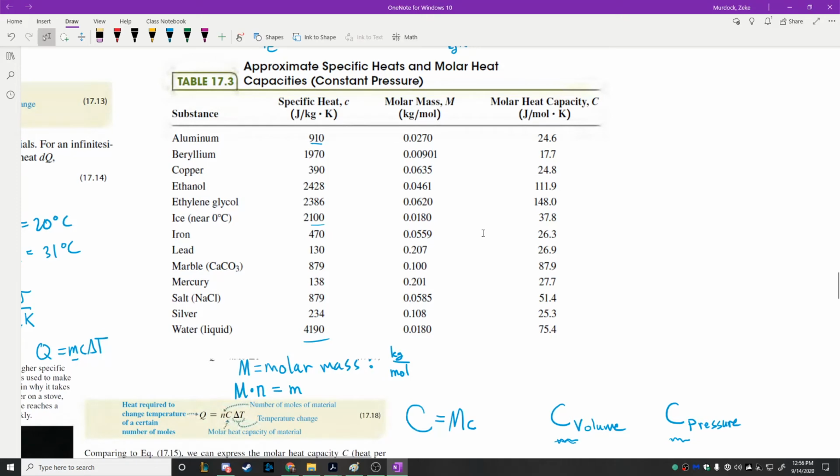One thing that's interesting is if you look at the molar heat capacity here, you might notice something about some of these numbers. Do you notice anything? Look at the substances and look at the things over here. Do you notice anything? Does anything stand out to you?